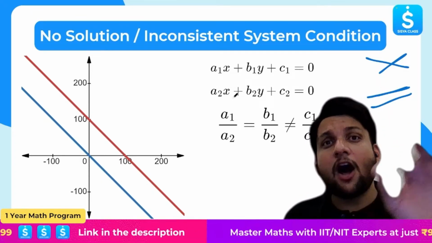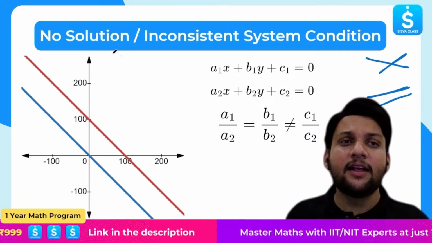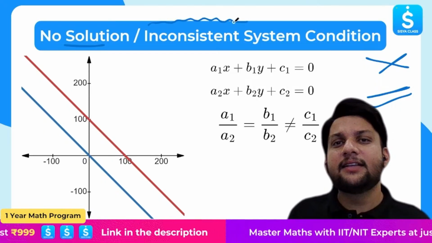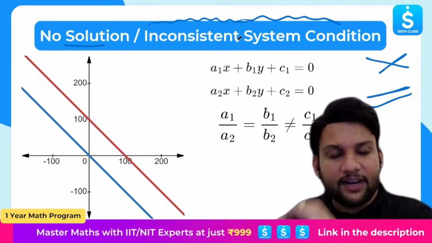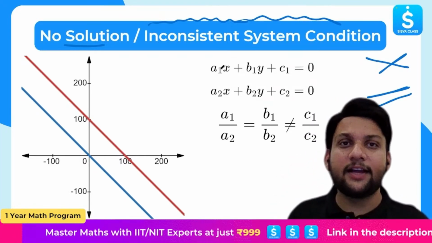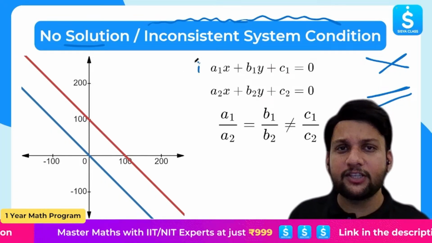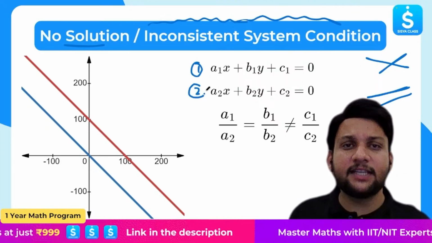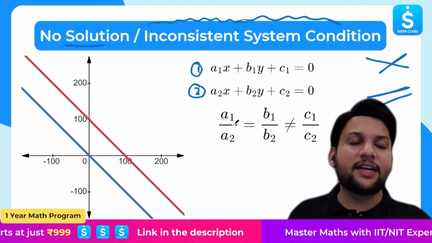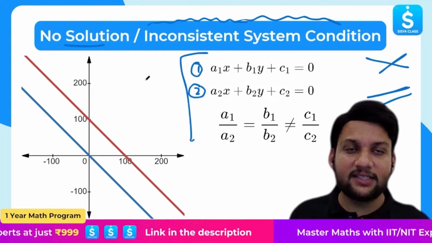So if they never meet, how many solutions will there be? Zero, right? There will be no solution, and in this case we call it an inconsistent system. That is, if there is no solution, it is called an inconsistent system. Mathematically, the first equation is a1x plus b1y plus c1 equals 0. The second equation is a2x plus b2y plus c2 equals 0. The condition is a1 over a2 equals b1 over b2, but not equal to c1 over c2. This is another 5-star formula. Please note it down in your notebook.